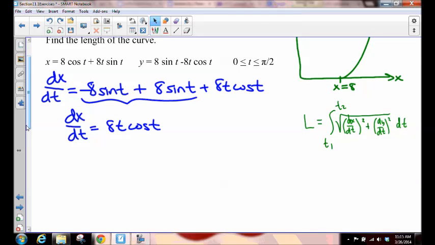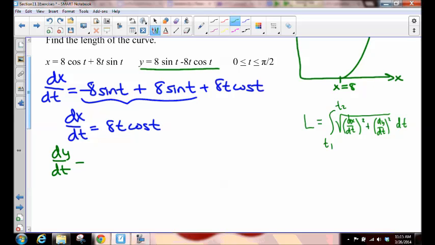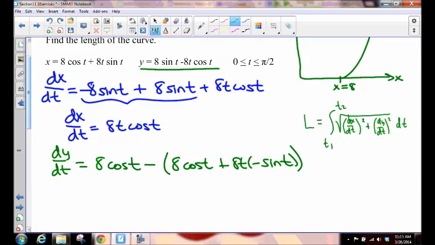And now I'm ready to take my y derivative. So I'm going to have dy dt is going to be equal to 8 cosine t minus, and again I'm going to have to use the product rule, so I'm going to have 8 times cosine t plus 8t times negative sine t. And again, my 8 cosine t's are going to cancel, and I'm going to be left with dy dt is going to be 8t sine t.